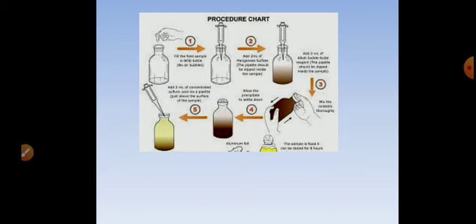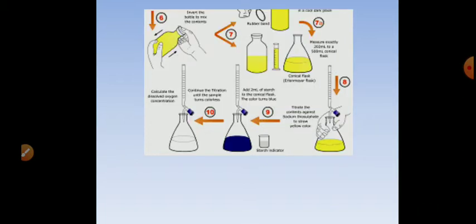Into the bottle add 2 ml MnSO4 followed by 2 ml alkali azide solution. When a brown precipitate appears, shake well, allow the precipitate to settle down, and then add 2 ml concentrated sulfuric acid. When the precipitate dissolves, the color will be almost golden yellow.